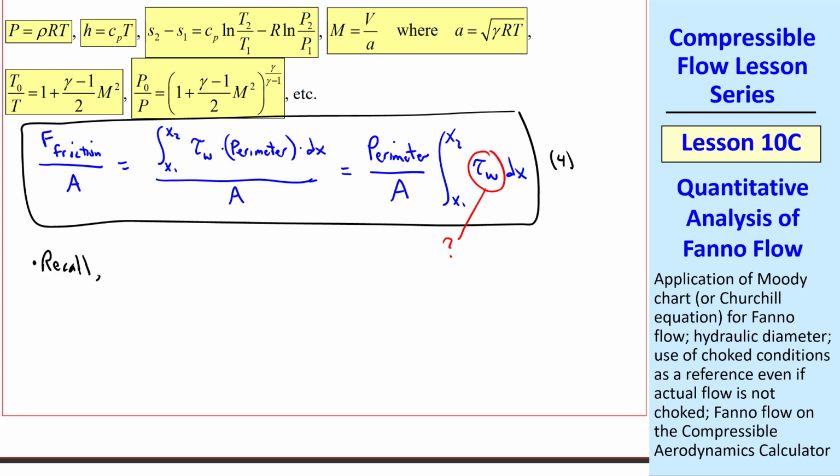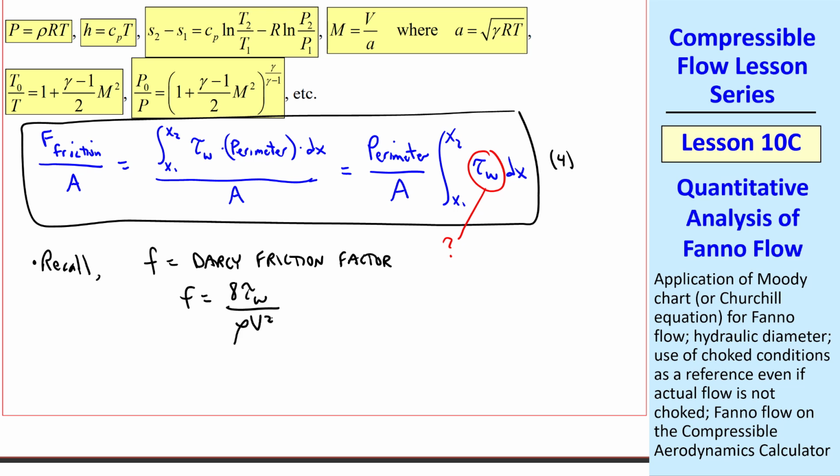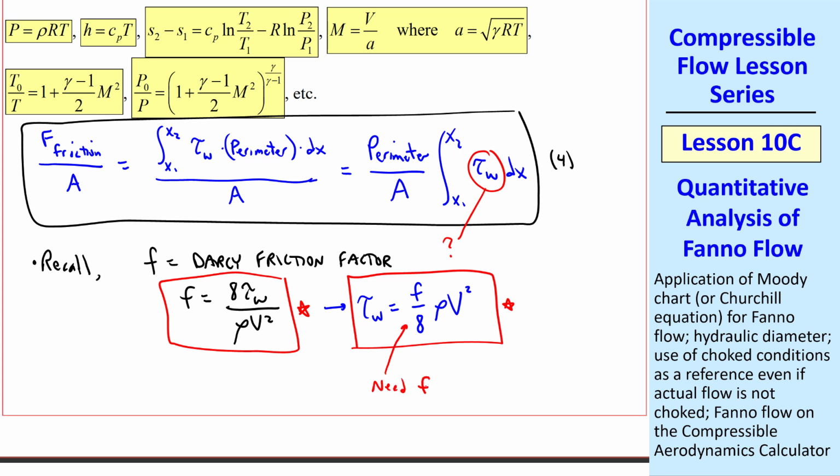Well, you should recall from your undergraduate fluids class the Darcy friction factor, lowercase f, where f is defined as 8 tau W over rho v squared. It's a non-dimensional parameter, and to get tau W, we just solve this equation for tau W. We get f over 8 rho v squared. So now we need to get the Darcy friction factor f for our given problem conditions.